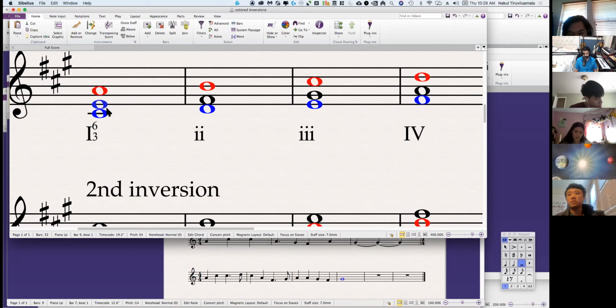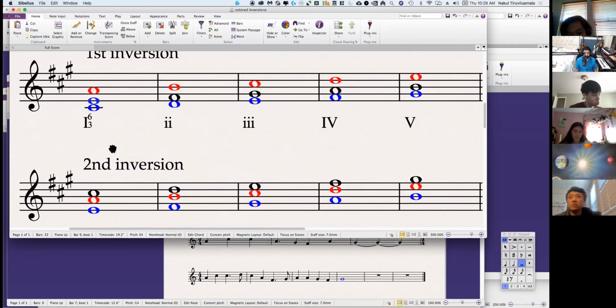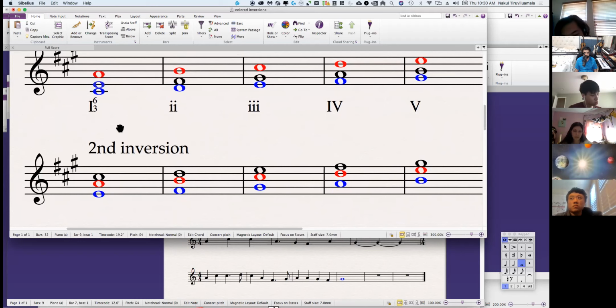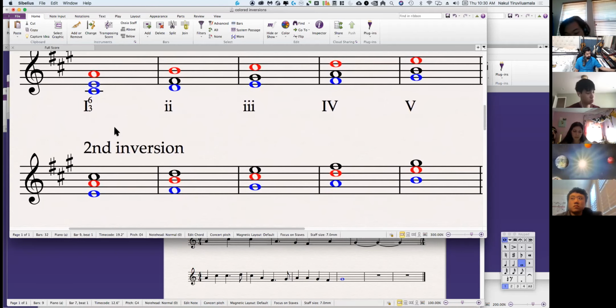Are you guys following along so far? Because we figured all these inversions out last time. We're just putting a name to it this time. So now we have another situation.